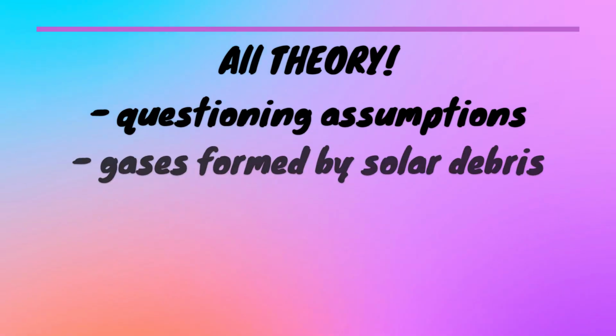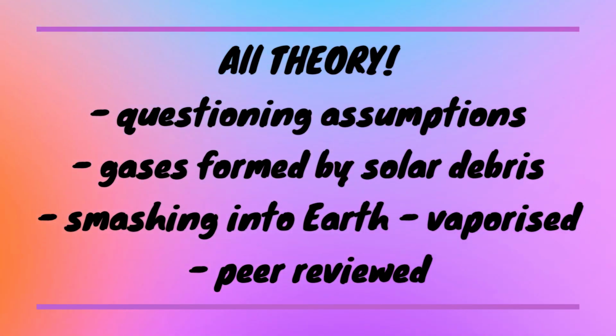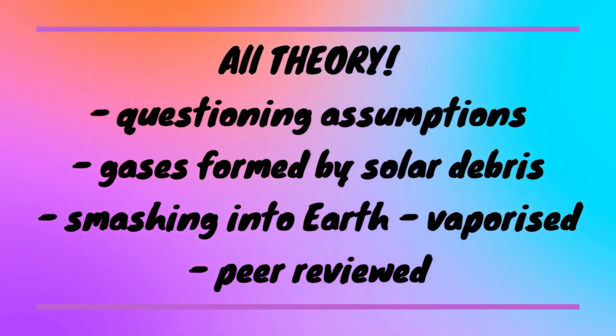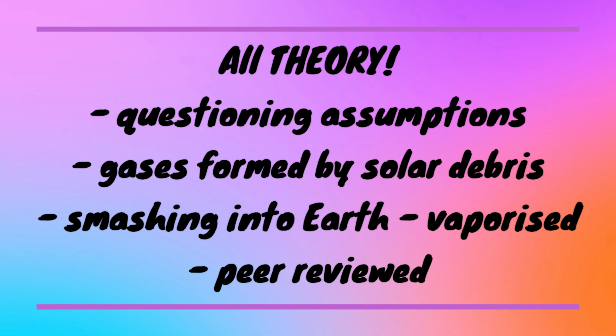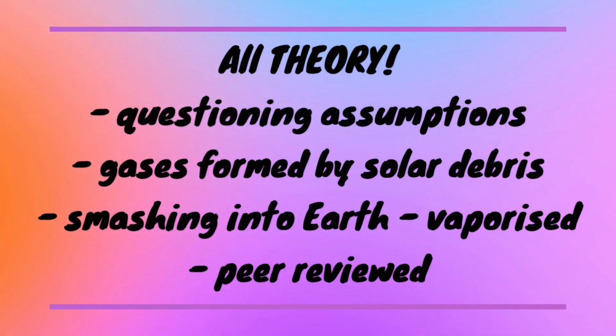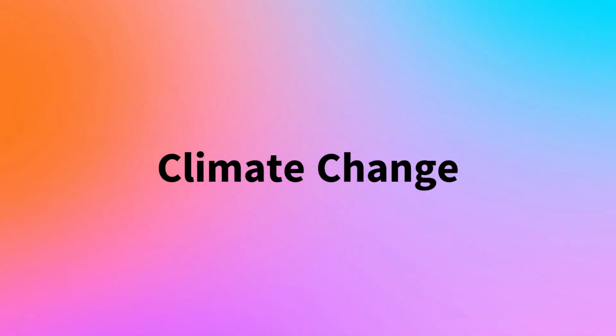It's really important to note here, though, that all of this is theory. Scientists have found evidence from the oldest rocks on Earth that question the assumptions that early gases originated from volcanoes. Some believe that a mixture of gases were formed by solar debris similar to comets smashing into the Earth and vaporizing around 500 million years after it formed, and this idea has been peer-reviewed by other scientists. Our next mini topic then is climate change.